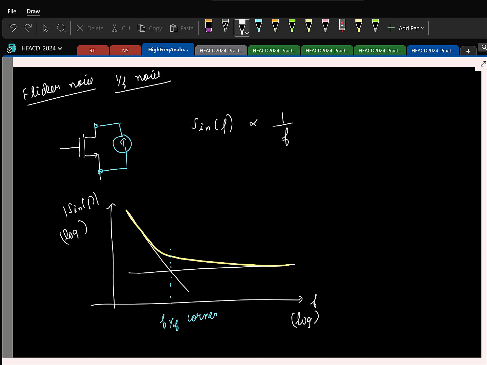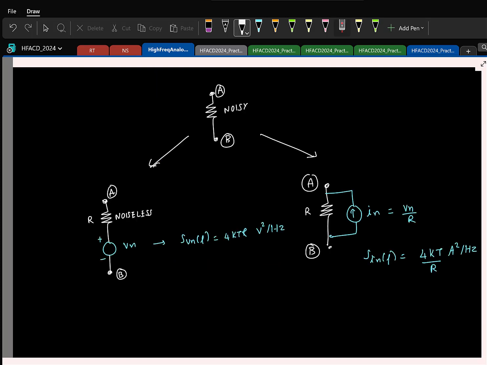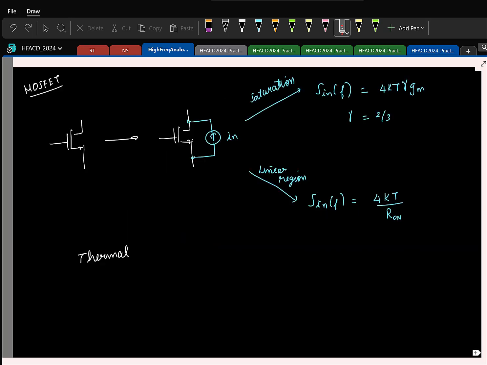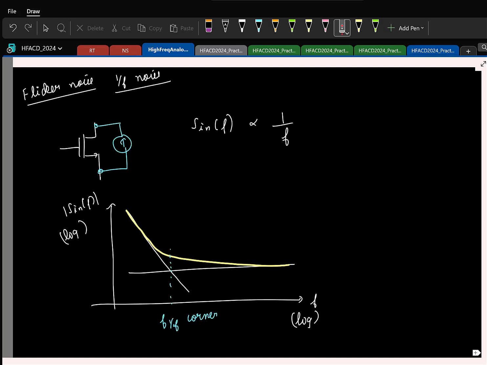So bottom line, for a resistor we have only thermal or white noise, and you model it as a noiseless resistor in series with a voltage source, or a noiseless resistor in parallel with a current source. For MOSFETs we have two kinds. One is the thermal noise. Again, you model it like a current source added in parallel to the MOSFET. This is the power spectral density. And you also have flicker noise, modeled the same way.